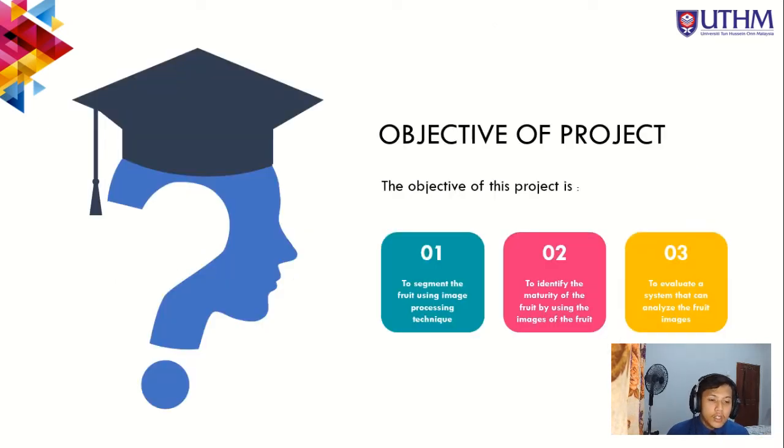Next is the objective of the project. There are three objectives for this project. The first objective is to segment the fruit using image processing techniques. Second, to identify the maturity of the fruit by using the images of the fruits. And lastly, to evaluate a system that can analyze the fruit image.